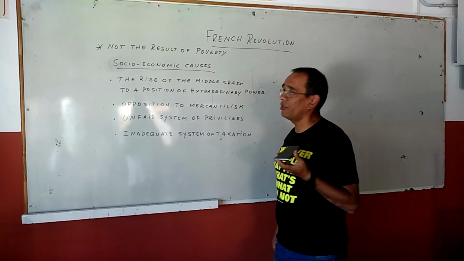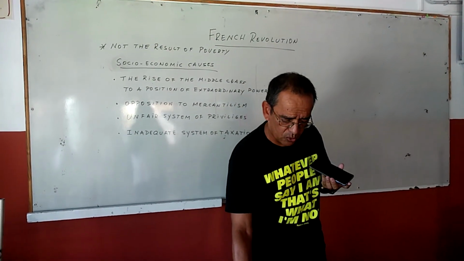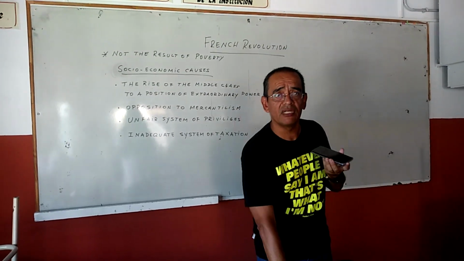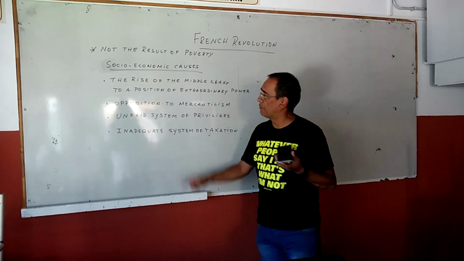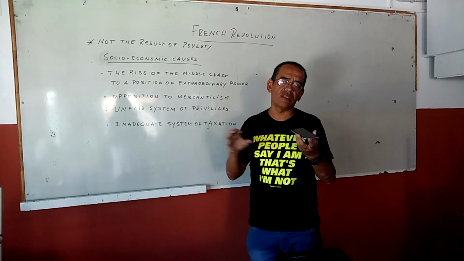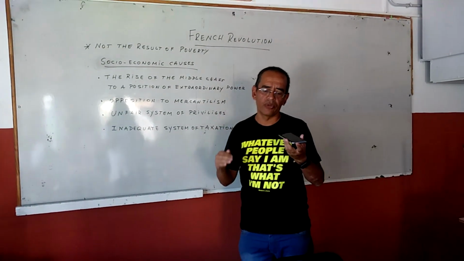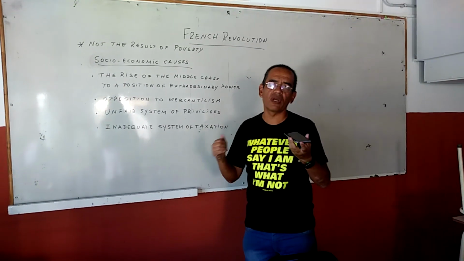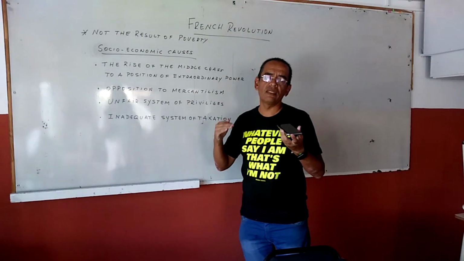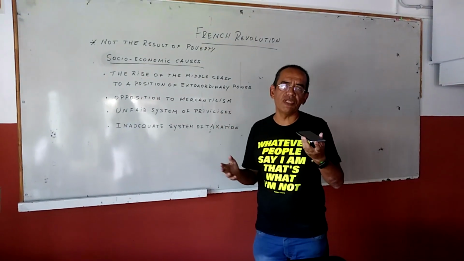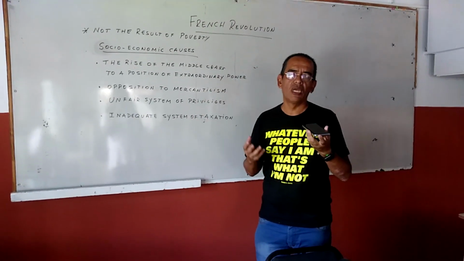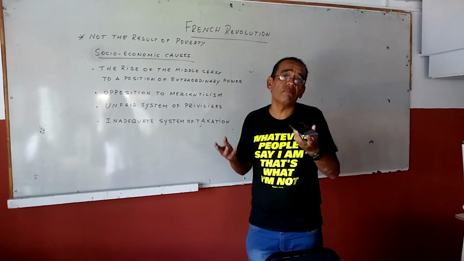The unfair system of privileges is another important aspect to take into account, because before the French Revolution, French society was divided into three states. The first state was composed of the higher clergy and the lower clergy. In the higher clergy, we have cardinals, archbishops, bishops, the most important members of the clergy. And in the lower clergy, the parish priests, that is to say, those who were not that important for the Catholic Church. The privilege they had is that they didn't pay taxes.